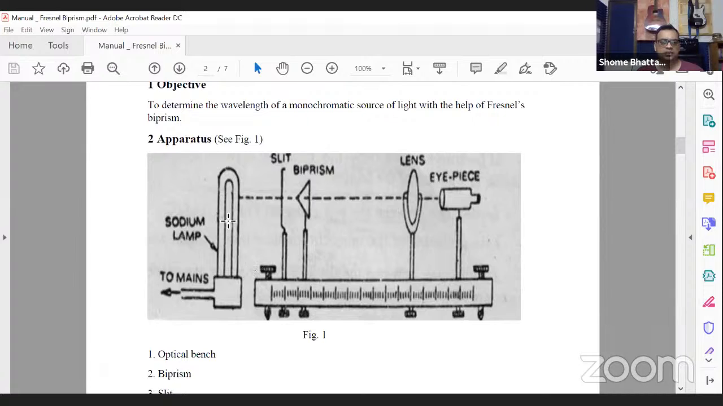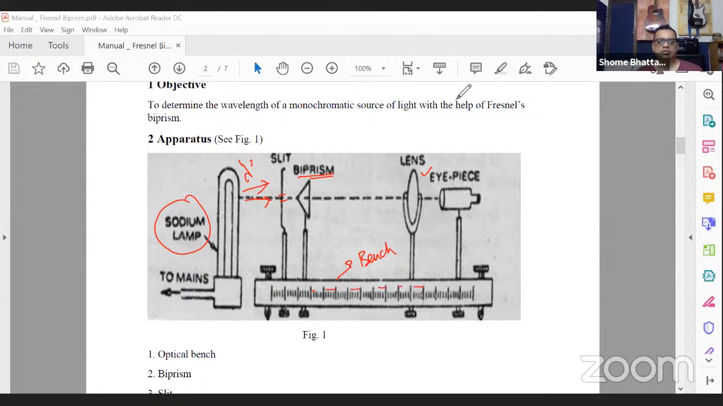The apparatus consists of, as you can see here, a sodium vapor lamp, which produces the monochromatic light of wavelength lambda, and you have that single slit over here, which is going through the biprism. We also make use of a lens, I'll show you where, and an eyepiece, and there's an optical bench which is used to accurately measure the distances between the different things.